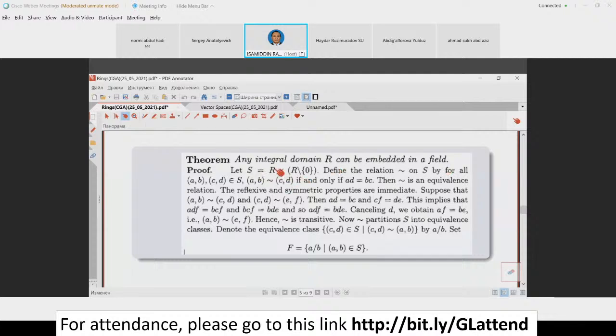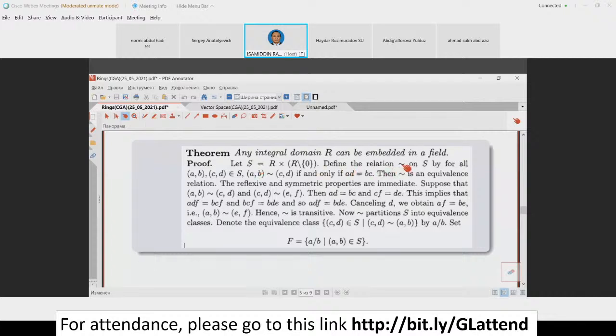What we will do? We will take this Cartesian product R and R without zero, S. Then define on this S a binary relation tilde as follows. I will take two elements (A,B) and (C,D). I call them to be related if and only if A times D equals B times C. If AD is BC, I will call the two pairs (A,B) and (C,D) related to each other.